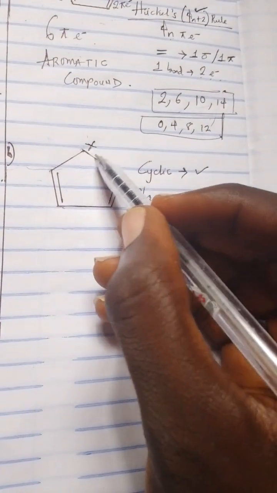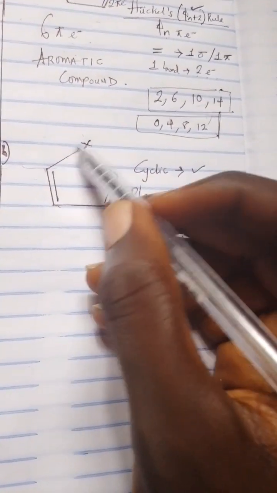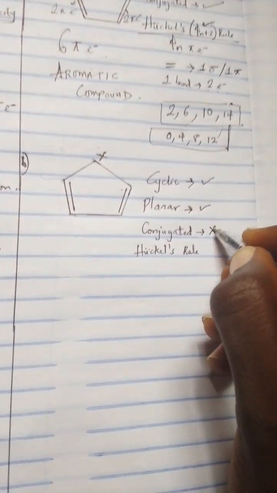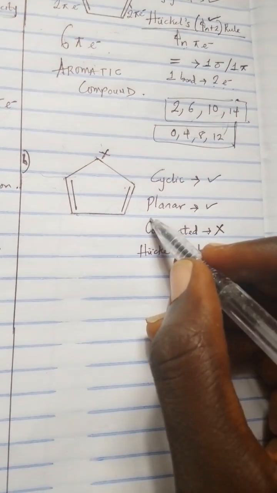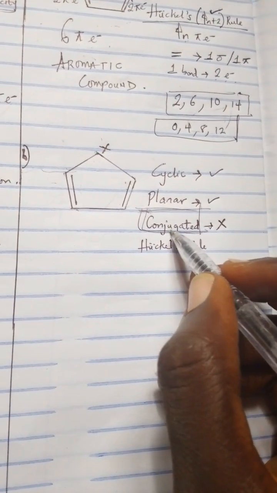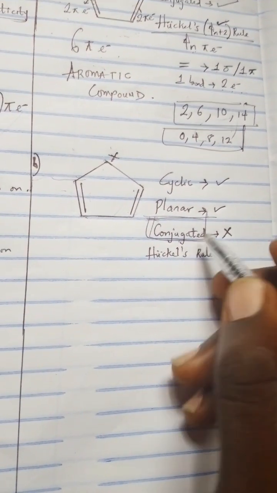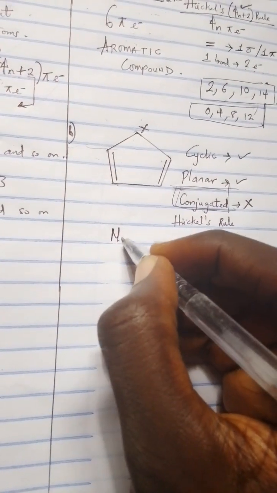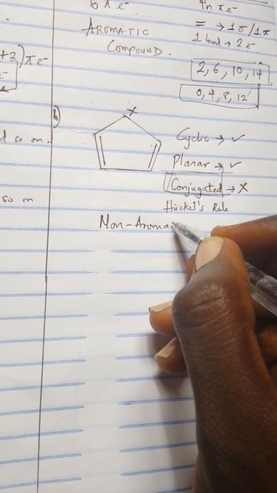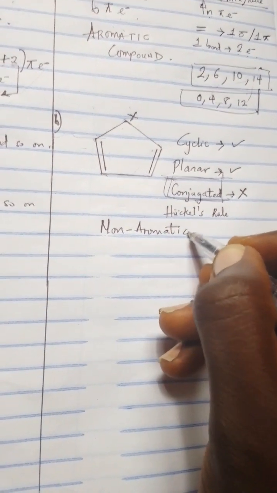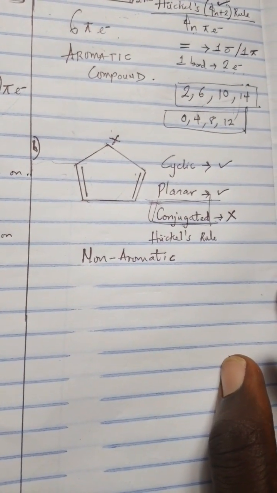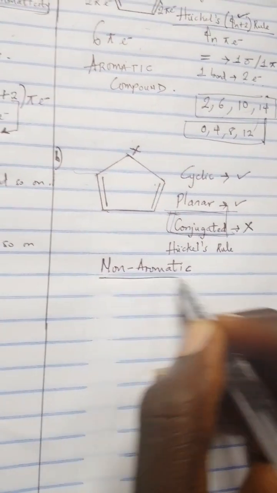But once one of them is not conjugated, or is not attached to a double bond, this compound is regarded as not conjugated. Hence, for it to have failed this conjugated atoms test, it is automatically non-aromatic. Now, why do I say it is automatically non-aromatic?